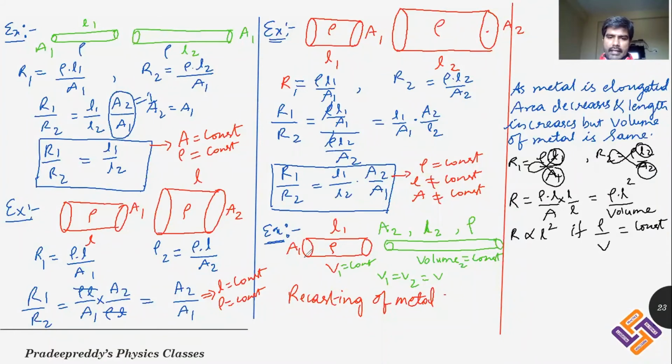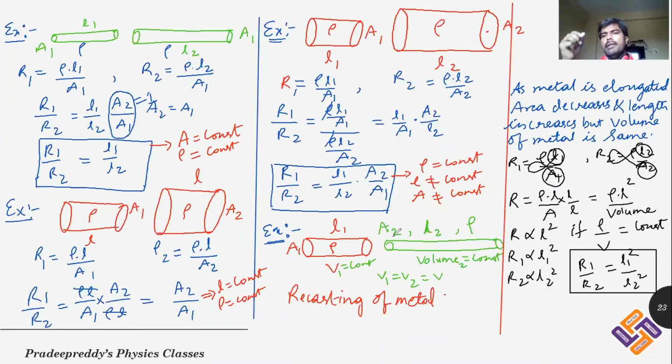Therefore, I can write for the first conductor R1 proportional to L1 square, and for the second conductor R2 proportional to L2 square. Then I'll write R1 by R2 is equal to L1 square divided by L2 square. Most of you will make mistakes in these types of problems. You should be very careful with this.